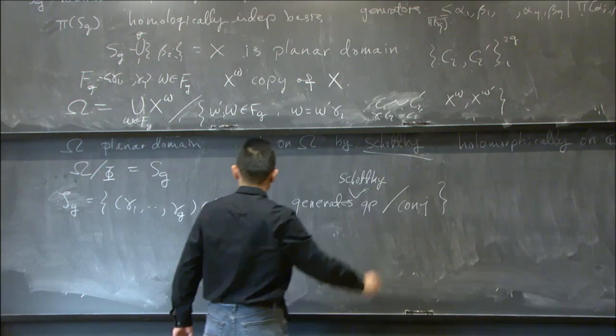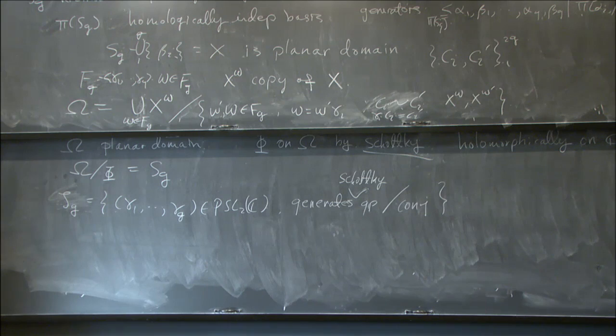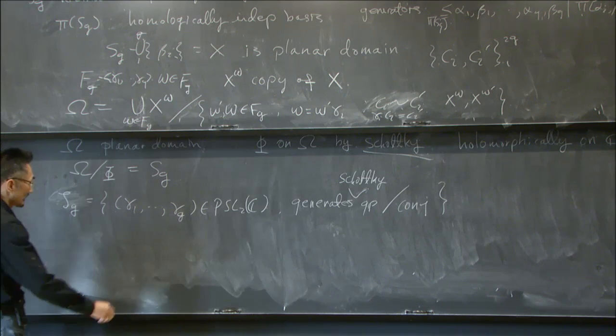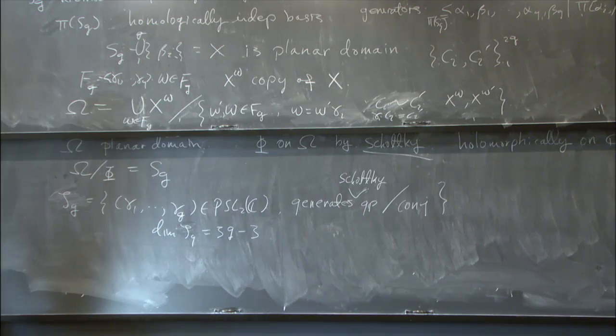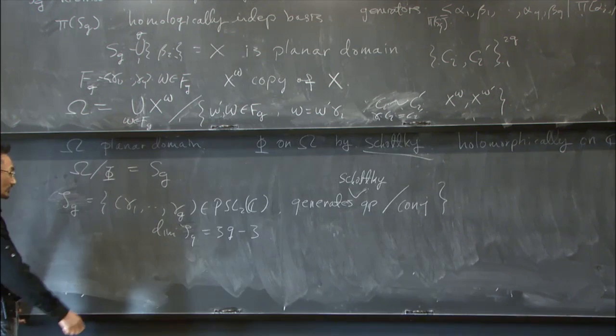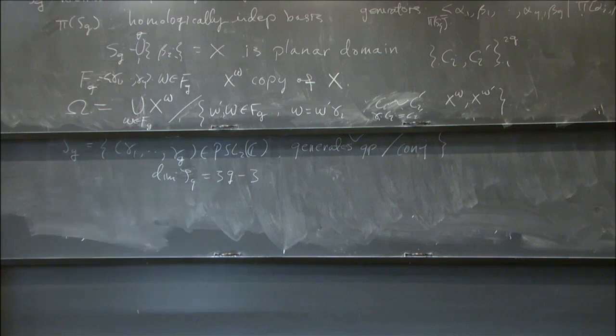Okay, so I'll take that as a Schottky space. Now this space actually is, I mean, it's very easy for you to realize that this space is of dimension 3g minus 3. I mean, that's pretty clear too, right? You just normalize it, and then you get that many variables, pretty much.